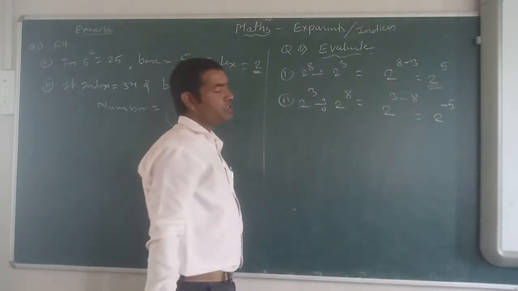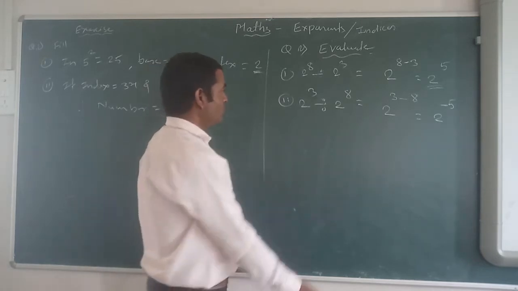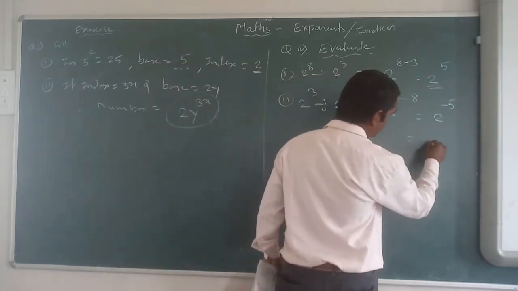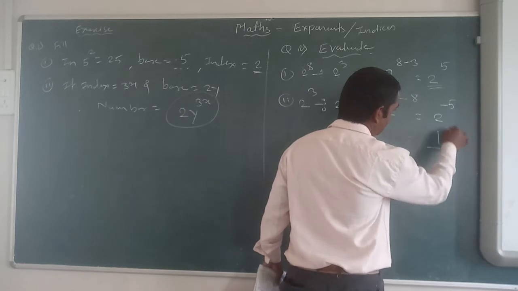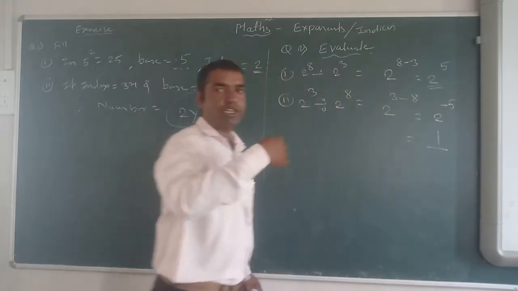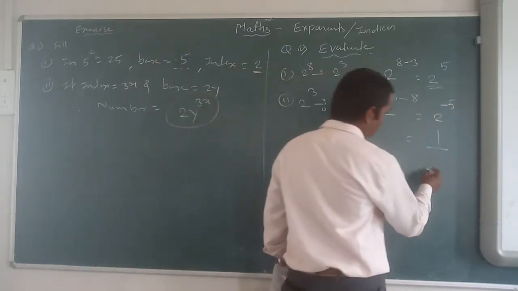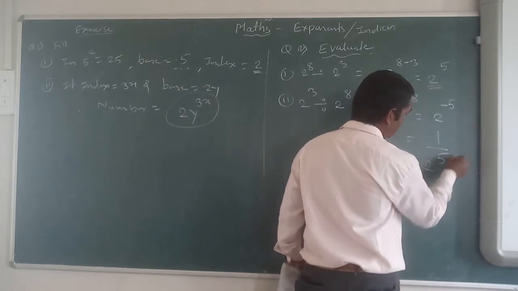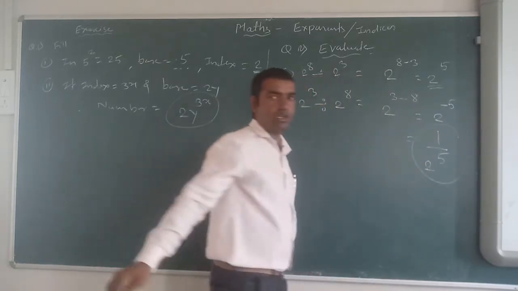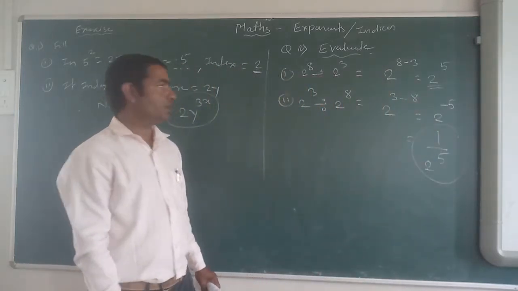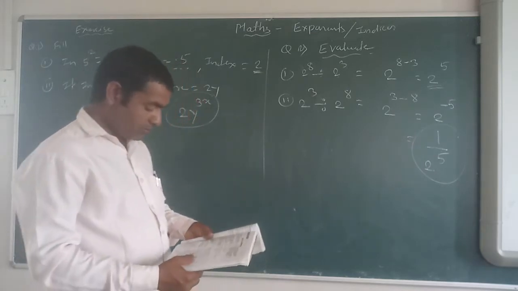Generally, power is not written in the negative form. So the answer will be 1 upon, when minus power is there, you have to take the whole term to the denominator. So 2 raised to 5. So this is your answer. Okay, so that is how to convert it. After that we will see another problem.